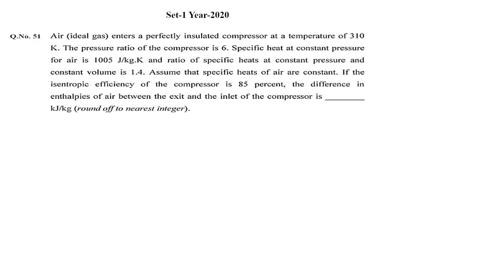And okay, this problem we will do and then stop. Just read this problem. I will quickly give the hint and we'll stop, right? Try it, and let's see in the next class. Air enters a perfectly insulated compressor at a temperature of this, pressure ratio is 6, specific heat at constant pressure. Just read once, then we'll start.